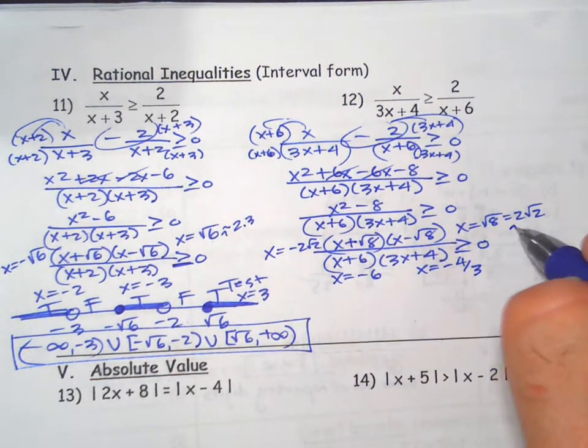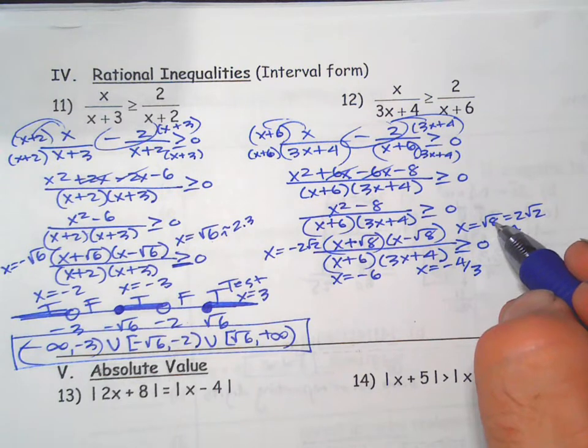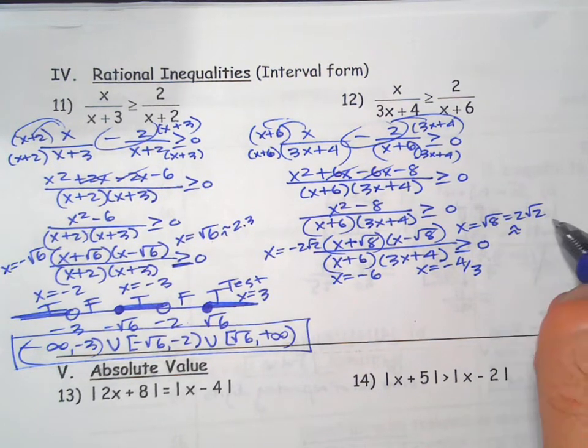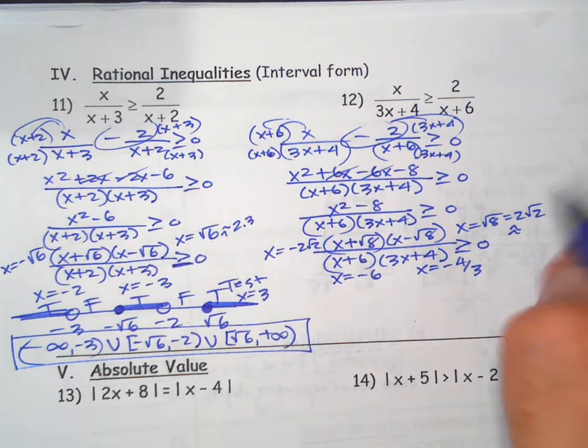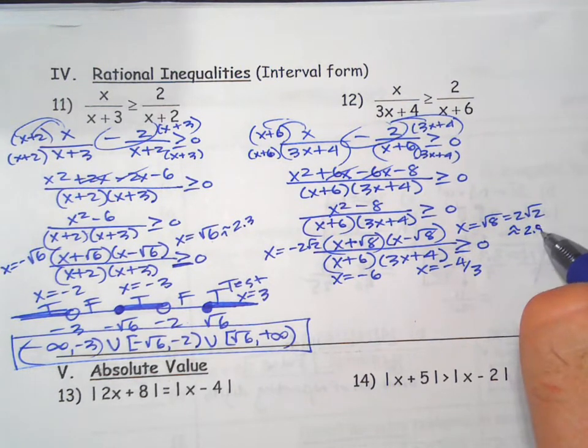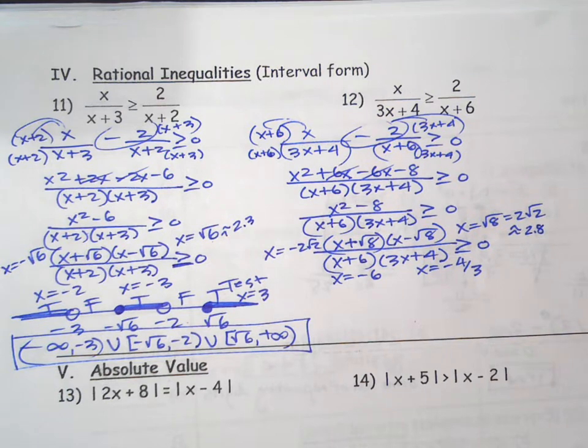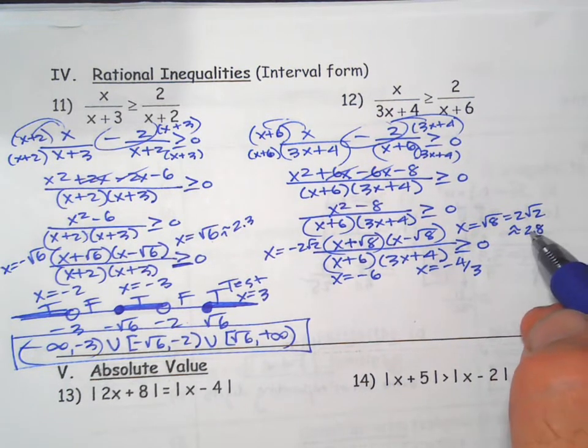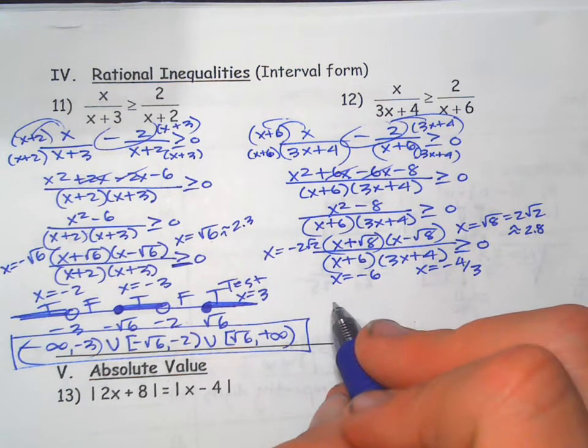Now, 2 root 2, I think it's easier to estimate the square root before you simplify it. The square root of 8 is between 4 and 9. It's much closer to 9. It's probably like 2.9 or 2.8 or something. Write this in your work, your estimate. Don't write it in your answer.